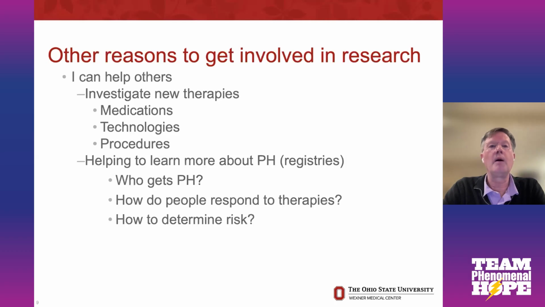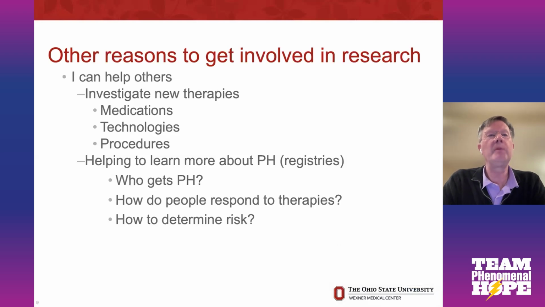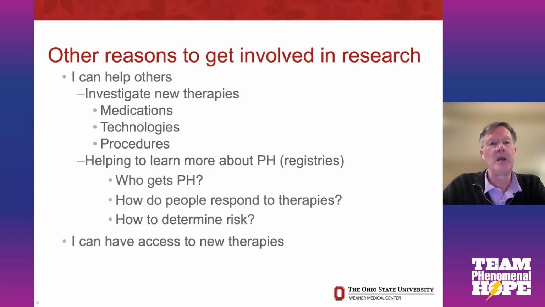We want to know more about who is at risk for PH. How do people respond? And something that's been emphasized in the last few world symposiums on pulmonary hypertension, how do we better describe the risk for each individual? Not just a risk based on a grouping, but your particular individual risk. How do we predict where you're headed? How do we predict how aggressive to be with your therapies? These all come from registries.